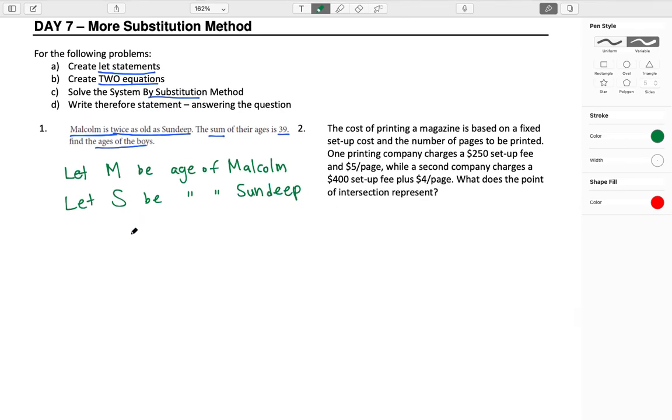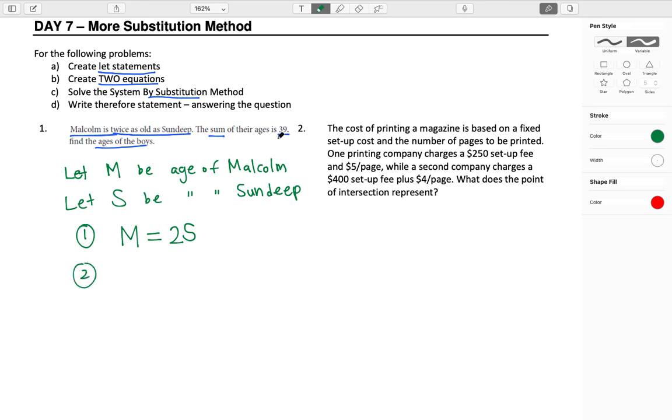Now we need two equations because we have two variables. So for equation 1, we can say that Malcolm is twice as old as Sandeep. So that means Malcolm is going to be twice as old as Sandeep. So M equals 2 times S.